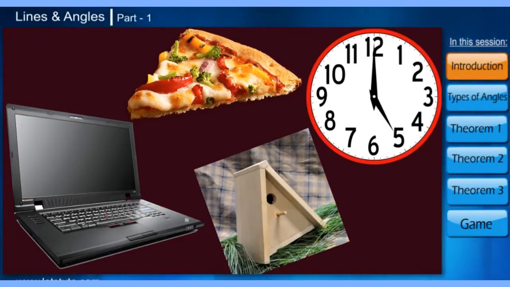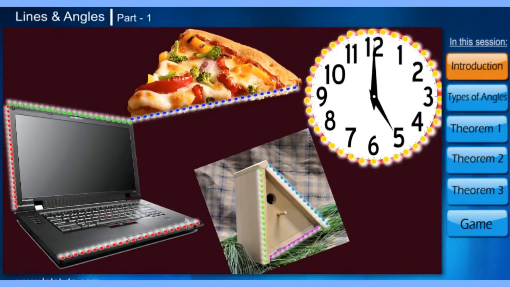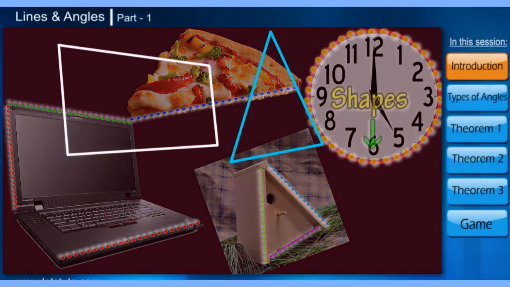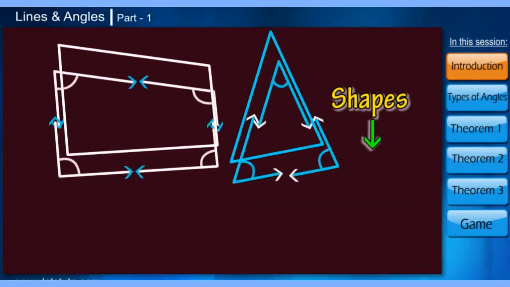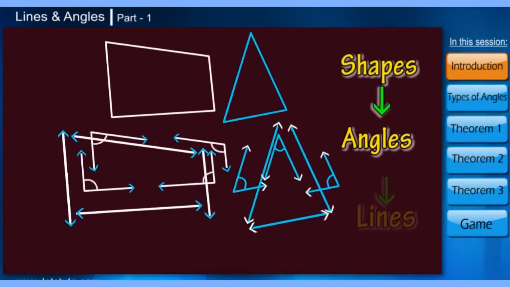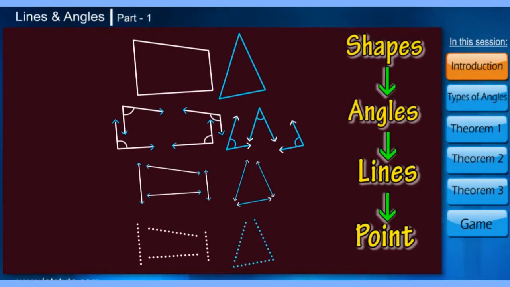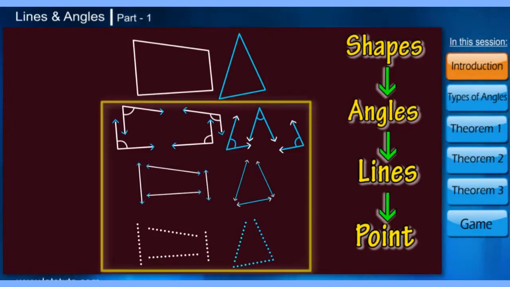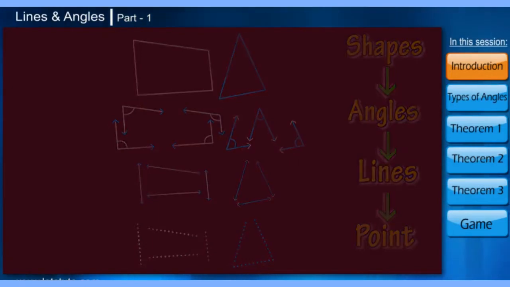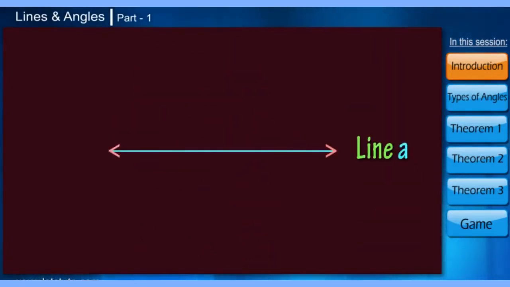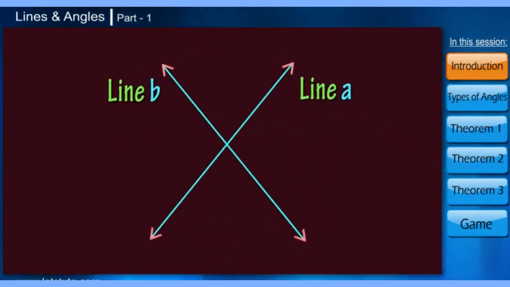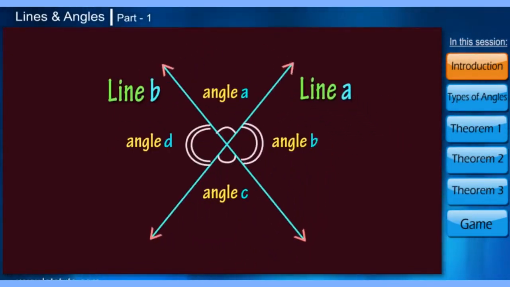But we never see things as a bunch of angles or a few lines or just a cluster of points. When we break down all these shapes, it comes down to angles, further we get lines, and at the end we have a point. So today in this session, instead of learning the shapes as a whole, let's learn the various elements that form these shapes. Now, we know what a line is, and when two such lines intersect each other, angles are formed.